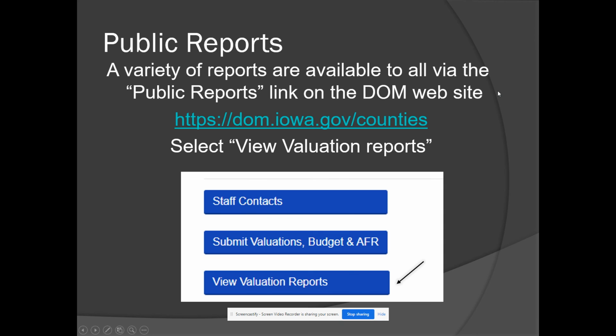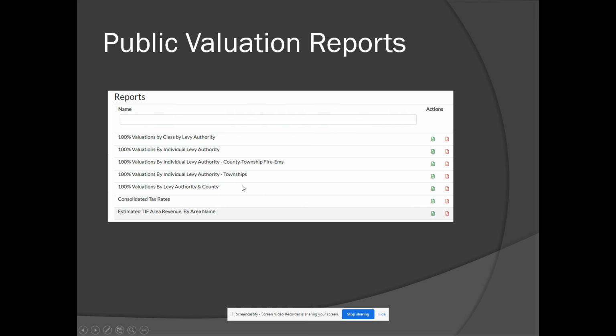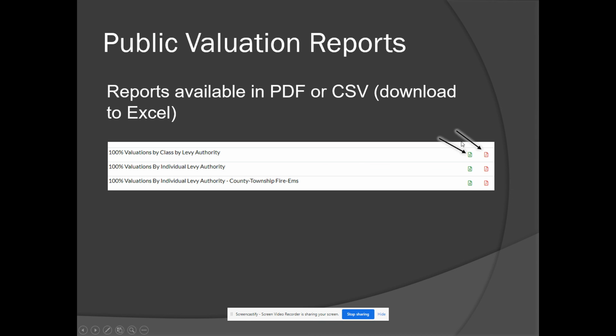There are a variety of reports that are available to all via the public reports link on the Department of Management website. There's a variety of different ways to get there, but you can see it's just an option under View Valuation Reports. And there are certain reports that are not available to the public that are more working type reports that county auditors would use, but the public does have a variety of different reports that they can run. So they would go to this public reports page, they can search for a particular report, or they can just select it. Under actions, they can pull up a PDF or a CSV, which then they can download to Excel and work in it if they want to do some number crunching.